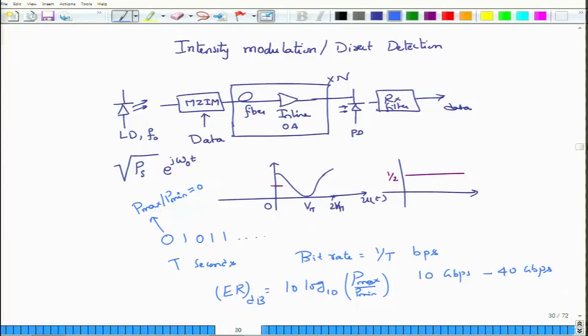Now whether you associate P max to 0 or P min to 0 is up to you. Okay. Traditionally we associate P min to 0 and then we associate P max to 1. Okay. So now when you send out this data which is 0 and 1, you want the output power to fluctuate between two values, which is P max and P min. Now how do we go about implementing that system?